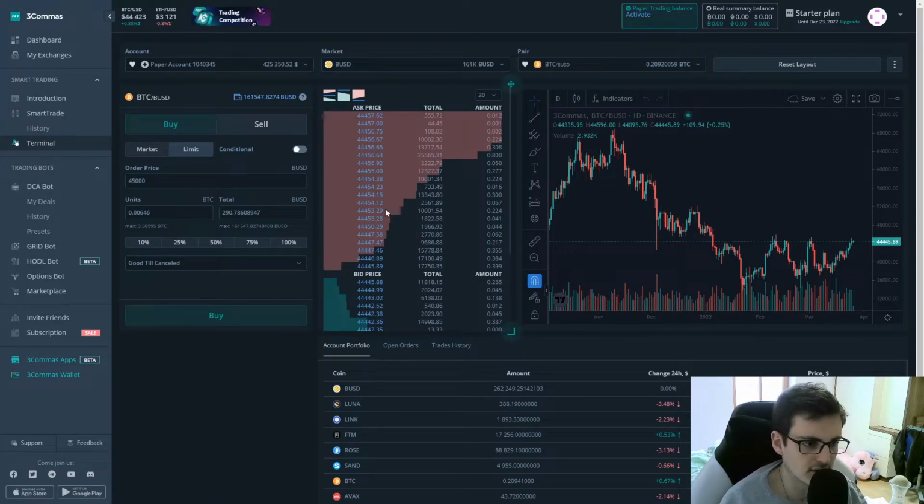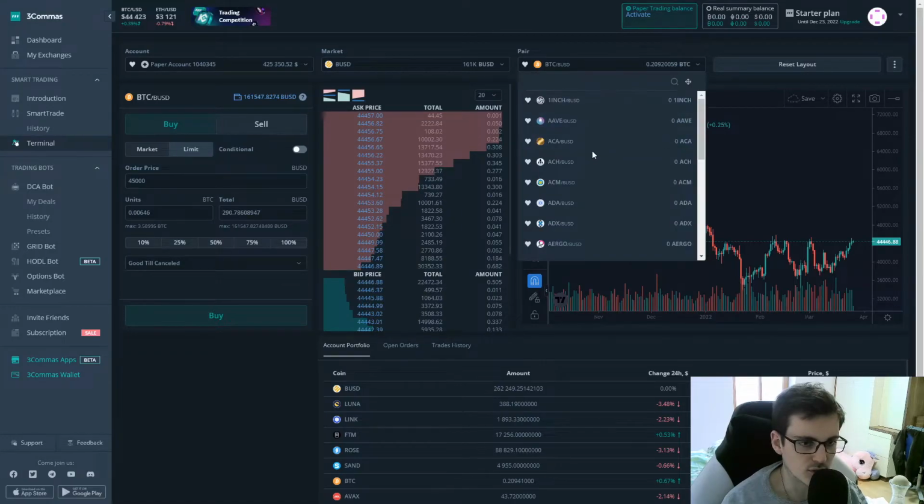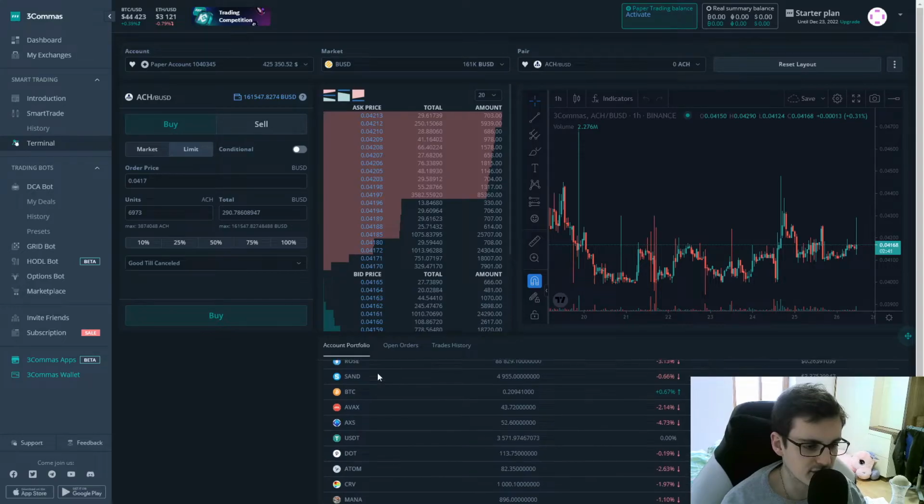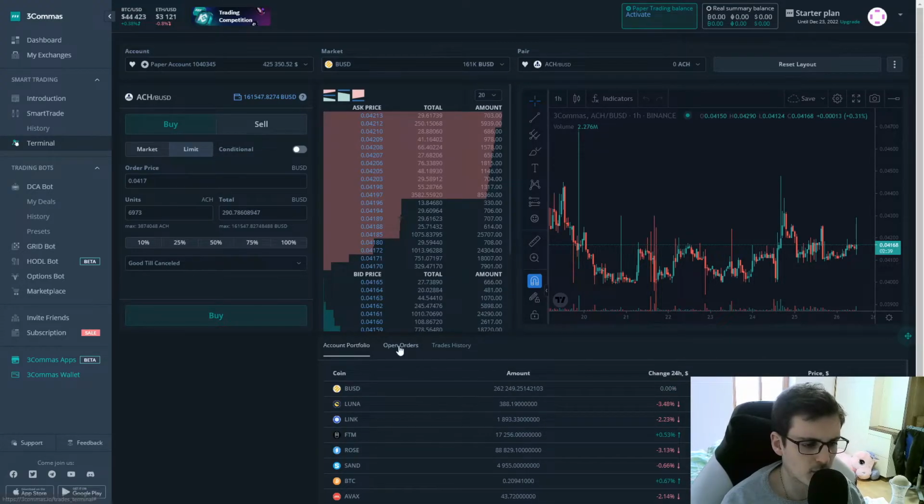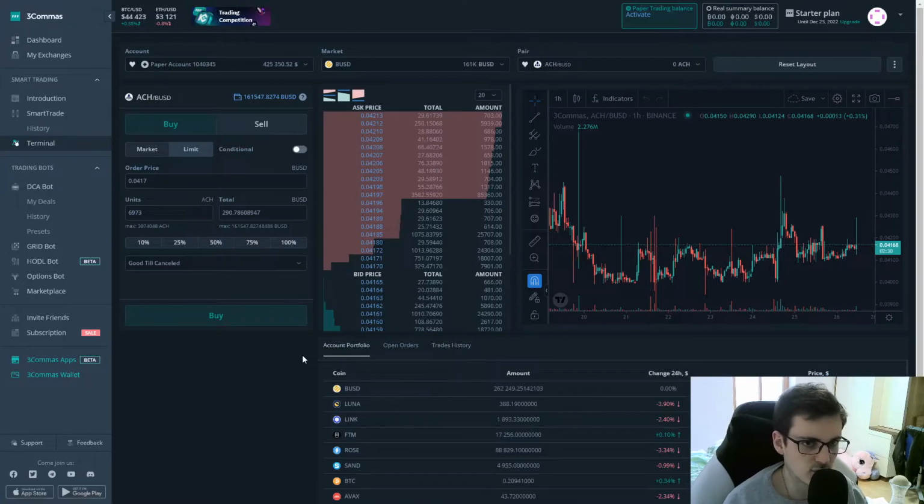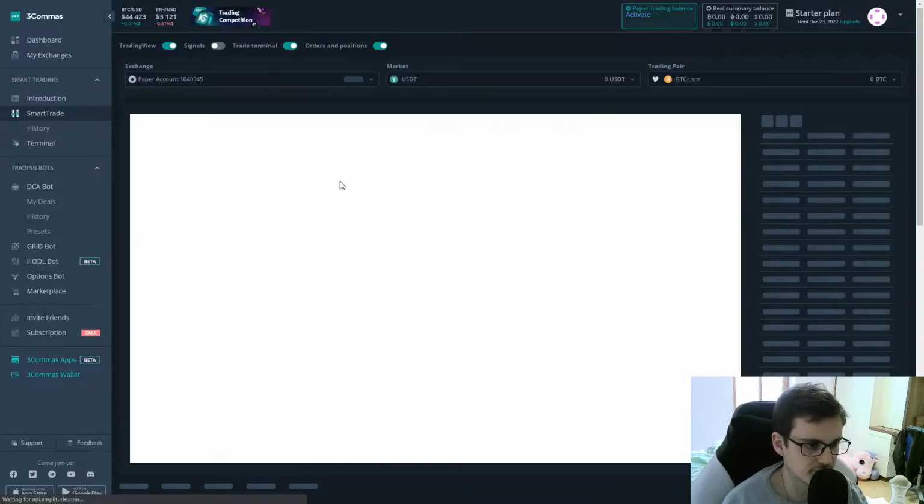And you can also see the order book right now, so you can see the depth of the current orders, which also gives you a great overview of the current market. And you have your integrated TradingView chart. As soon as you switch to another pair, it will also update on the TradingView chart. And then you can see your current account portfolio, all your open orders, and also your trade history. Now the terminal is just a great way to have an overview of everything, but it's not really used for advanced trading. For that, you can head over to SmartTrade.